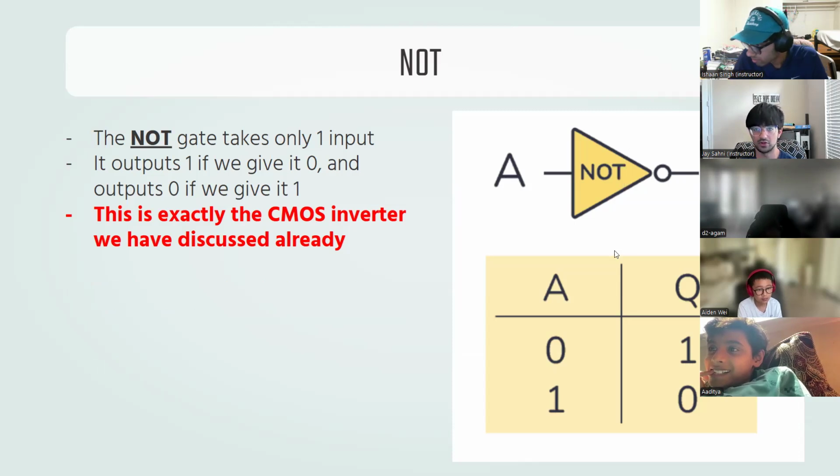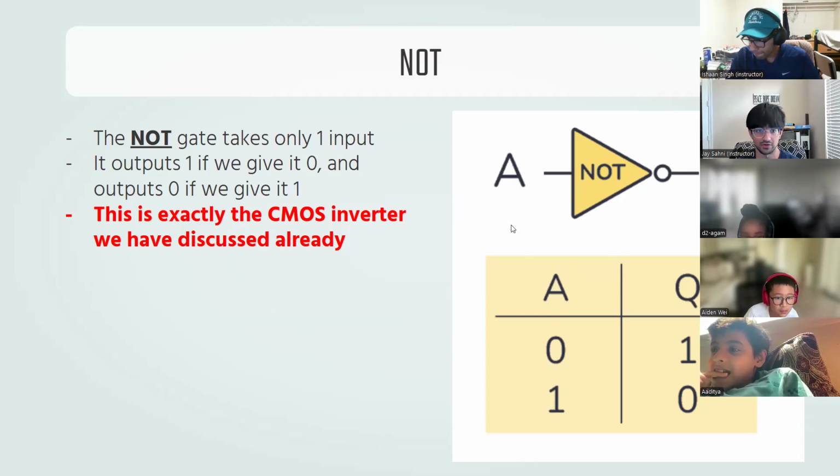But what this NOT gate does, it just inverts. So if you have a high voltage, in this case, and from here on out, when I say high voltage, I'm going to say 1, it'll give a 0. And if it's a low voltage, which we'll say 0, it'll give a 1. So it flips it, right? And as we said earlier, with the CMOS inverter, this is exactly what it does.